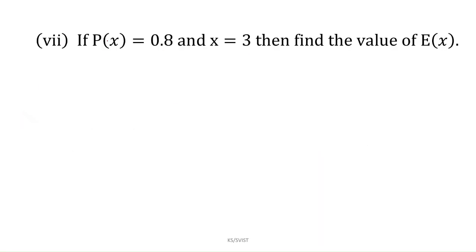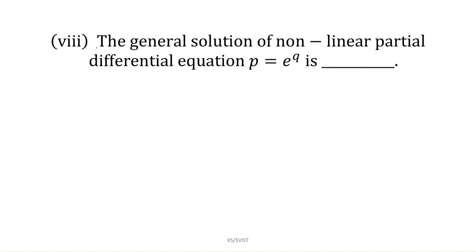Next question, if p(x) equals 0.8 and x equals 3, then find the value of E(x). We know E(x) is x multiplied by p(x). So it is 3 multiplied by 0.8. So it is 2.4.